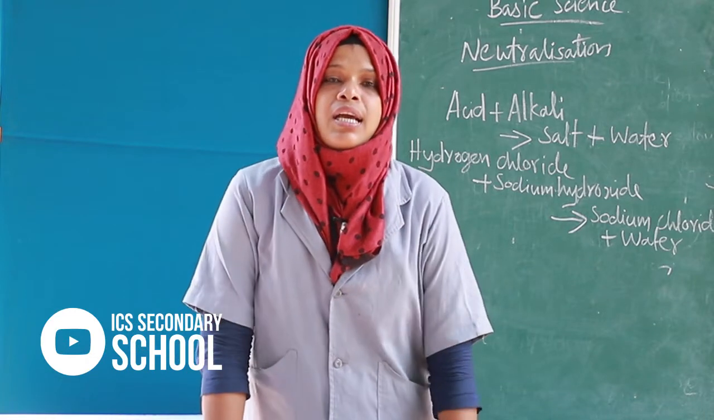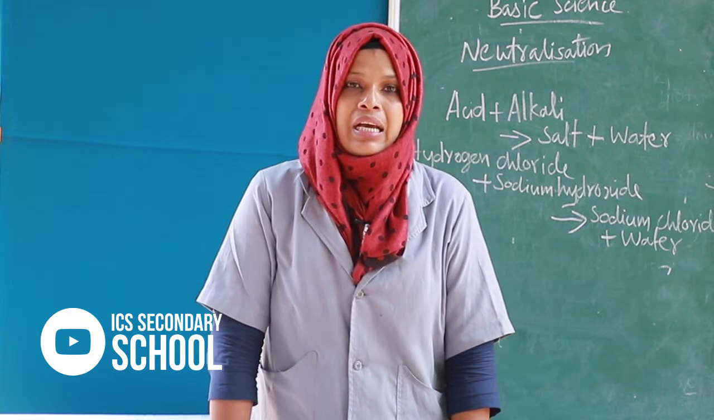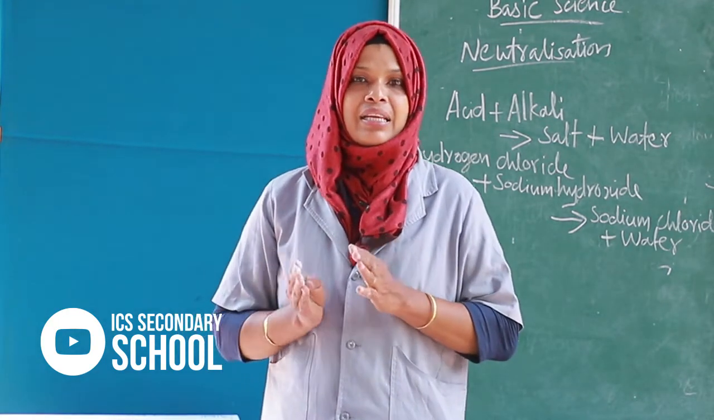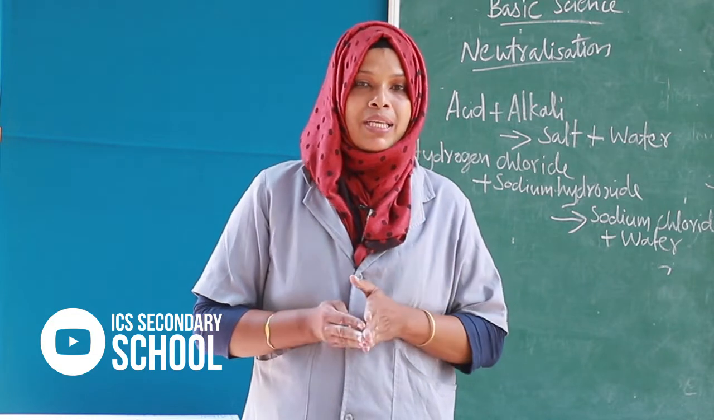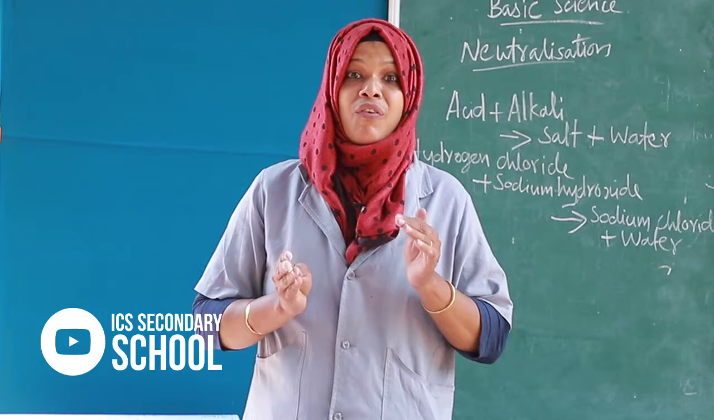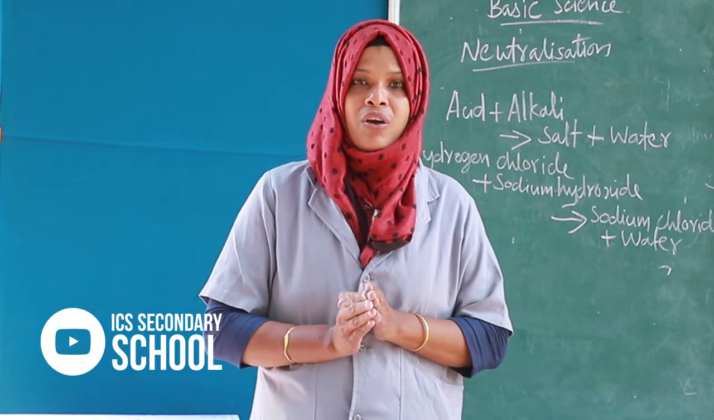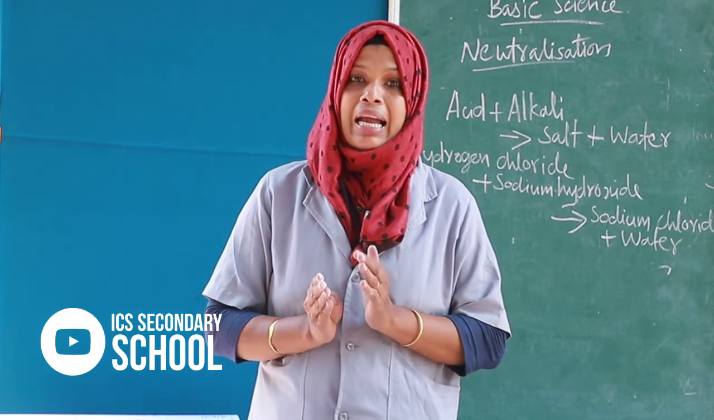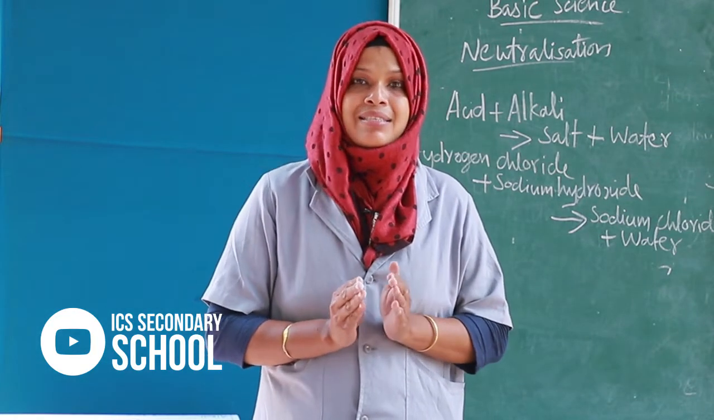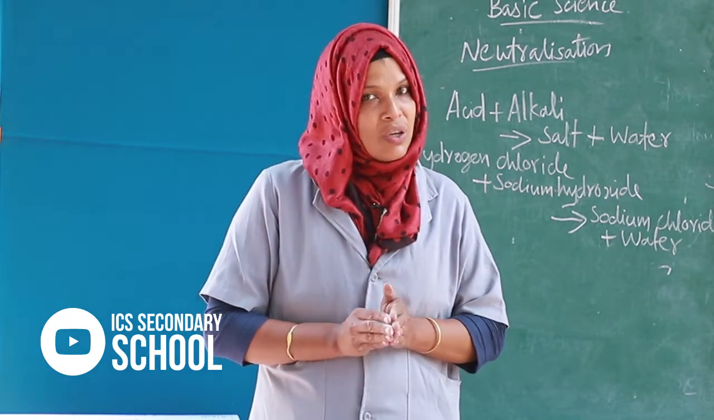You know that when acids and alkalis react with each other, they lose their acidic nature and alkaline nature, and that property is known as neutralization. You know that the soil in our Kerala is acidic in nature. So, farmers use lime to nullify or decrease the acidic nature of the soil.